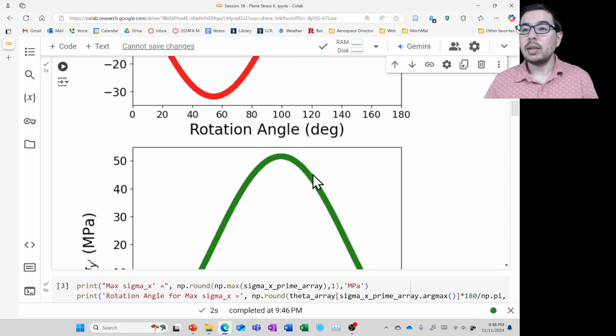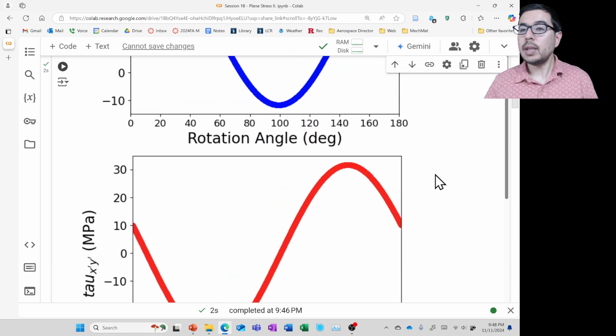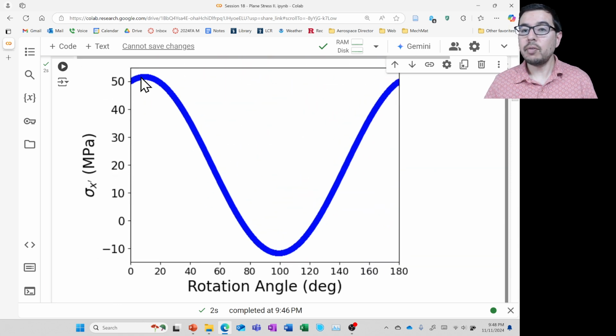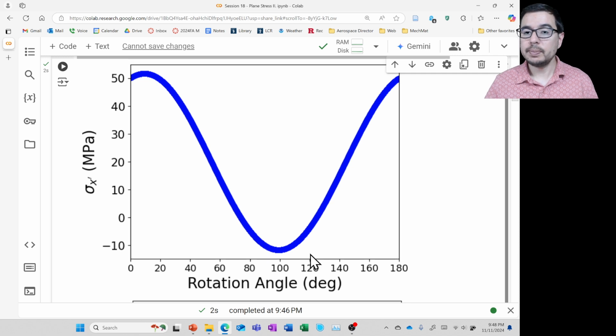Okay, so these look reasonable. And if we look at values, we can see that maybe we get a little bit above 50 megapascals for a maximum. And at a minimum, it gets maybe a little bit below negative 10 megapascals. And if we look here, maybe this is around 10-ish degrees. And maybe this is around 100, maybe a little bit to the left of 100 degrees.